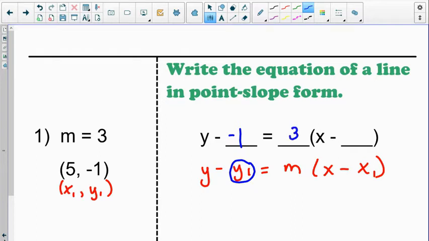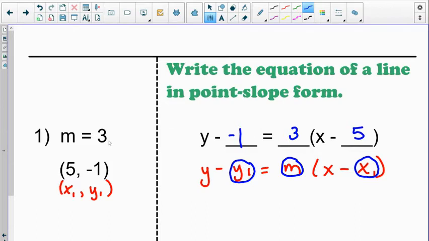M had a value of 3, so I'm just going to replace m with the number 3. And then finally, we had the x sub 1, in other words, the x coordinate from the ordered pair. And we could see in our ordered pair the x-coordinate was 5 because it came first. It was the x. So we're just going to put a 5 in our last blank.